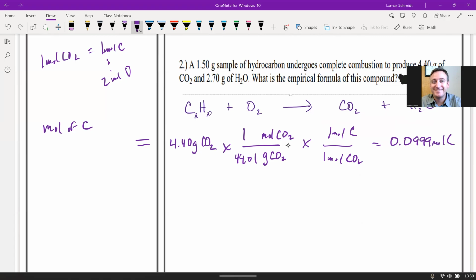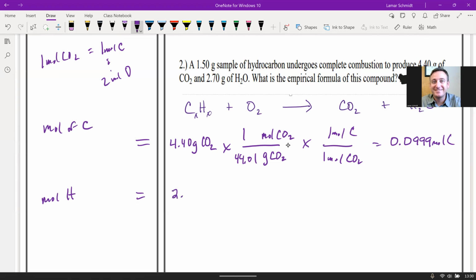All right, so now we're going to do the same thing. We need to figure out the moles of hydrogen. Just like we were calculating empirical formula before, we figured out moles of each substance, and then we divided the smallest value into the larger value. That's exactly what we're doing here. Now we're going to find the moles of hydrogen. What substance makes the most sense? Water, because water contains hydrogen.